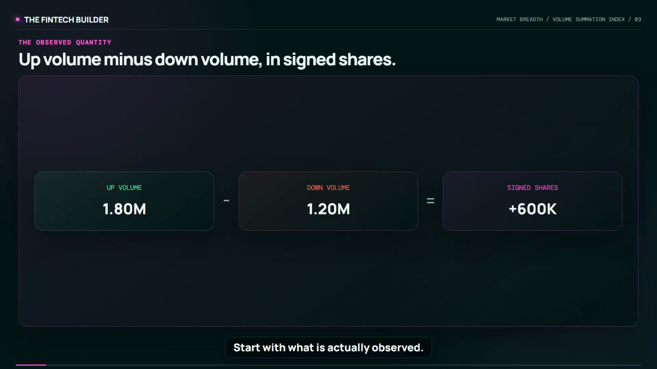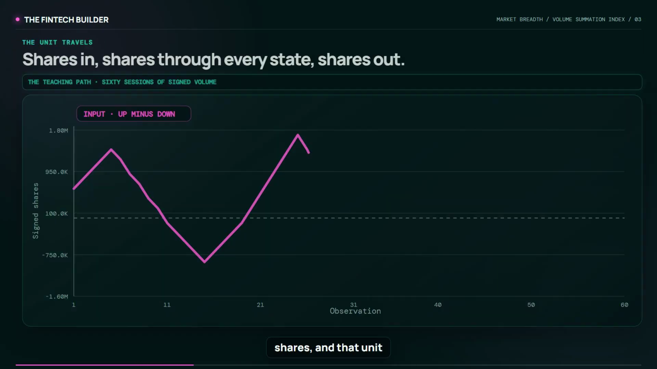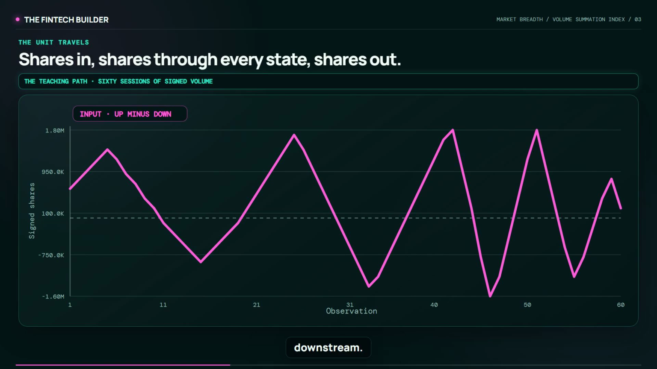Start with what is actually observed. For every resolve session, take up volume and subtract down volume. The result is a signed number of shares, and that unit travels with everything downstream.